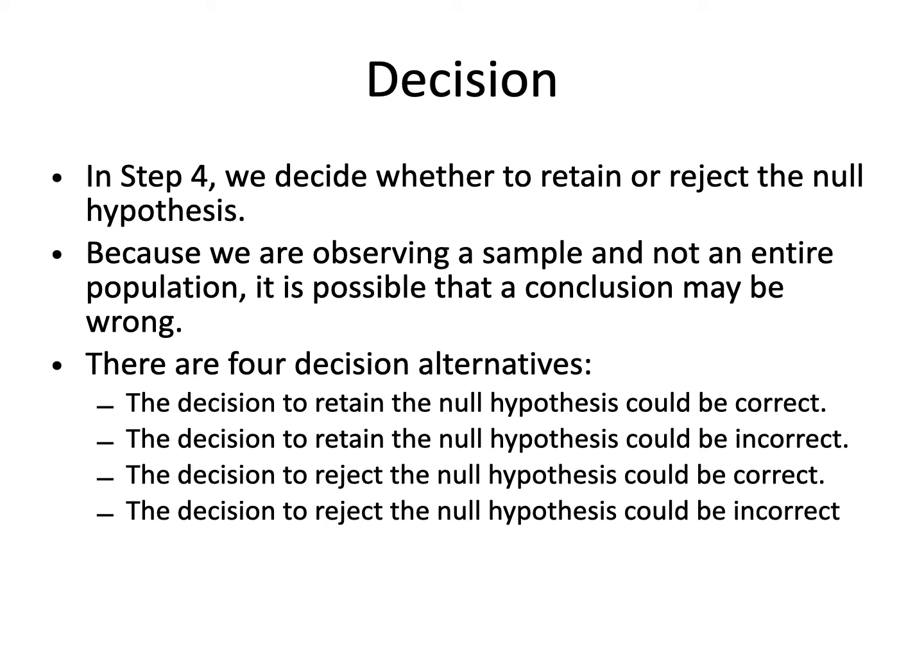As we are observing the sample, not an entire population, it is possible that the conclusion may be wrong, or we may have some error in the decision. And there are 4 decision alternatives. The decision to retain the null hypothesis could be correct, or the decision to retain the null hypothesis could be incorrect. And when we reject the null hypothesis, the decision to reject could be correct, or the decision to reject the null hypothesis could be incorrect.